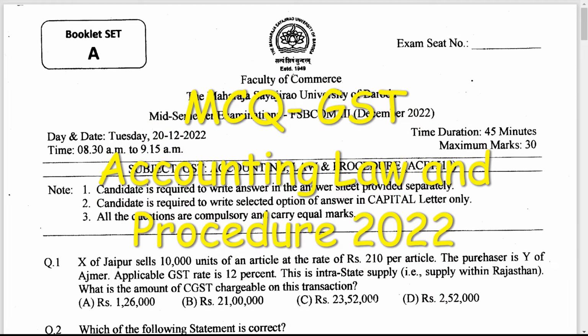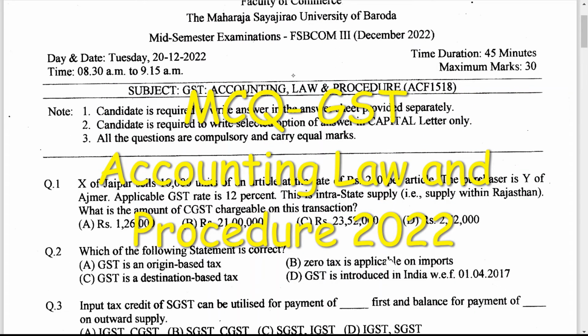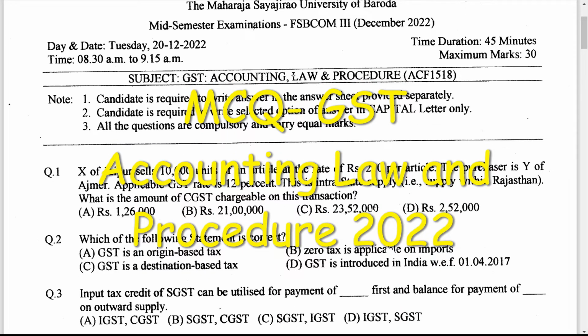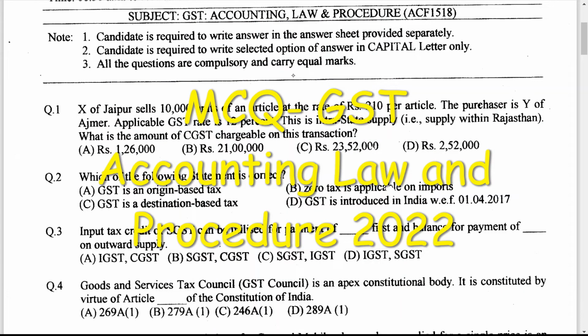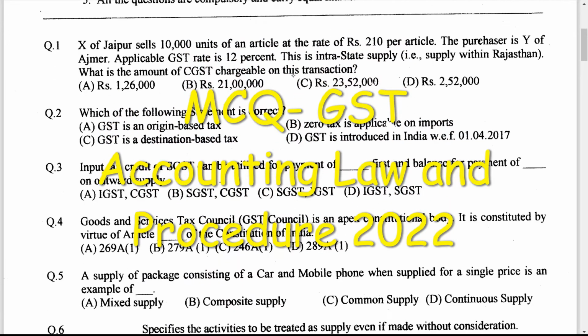Hello students, today we are going to discuss the mid-semester examination FS 3 GST Accounting Law and Procedure ACF 1518 paper. In that, 30 MCQs are there and you will get 45 minutes for writing these 30 MCQs. So now let us discuss all these questions with answers one by one.